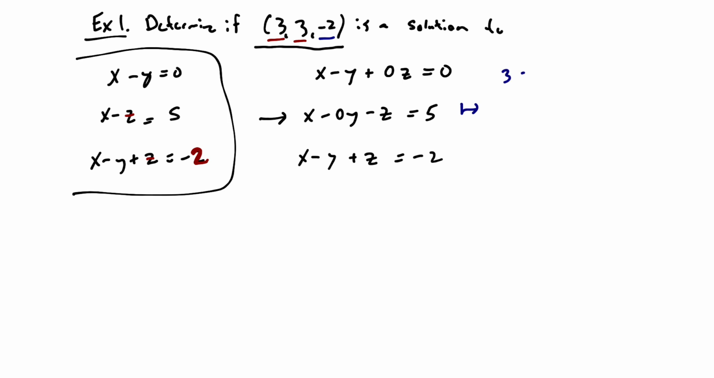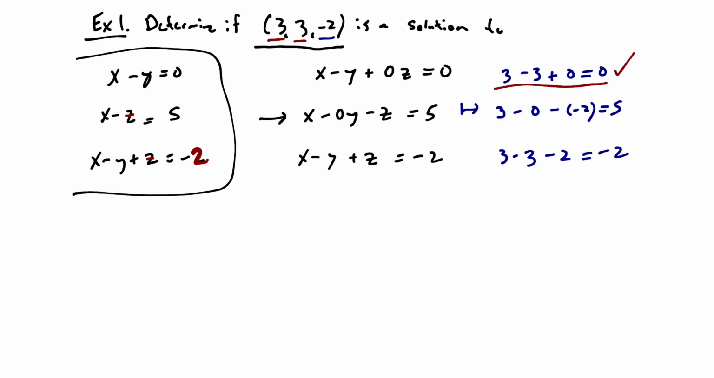We'll get 3 minus 3 plus 0 is equal to 0. Then we'll get 3 minus 0 minus negative 2 is equal to 5. Finally, we'll get 3 minus 3 minus 2 is equal to negative 2. And we see that the first equation is true, the second equation is true, and the third equation is true. So the point 3, 3, negative 2 is a solution.